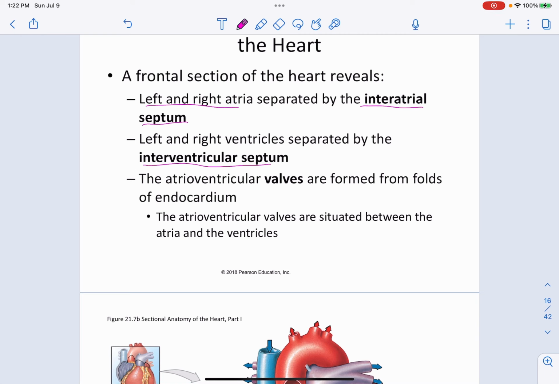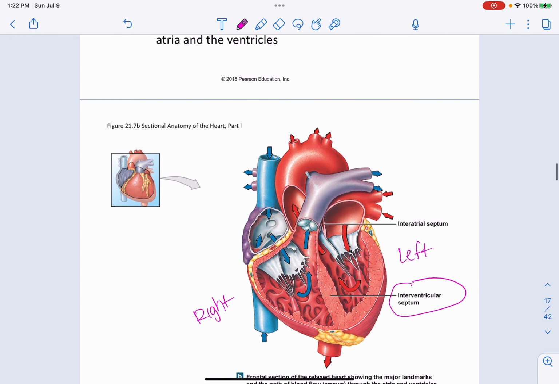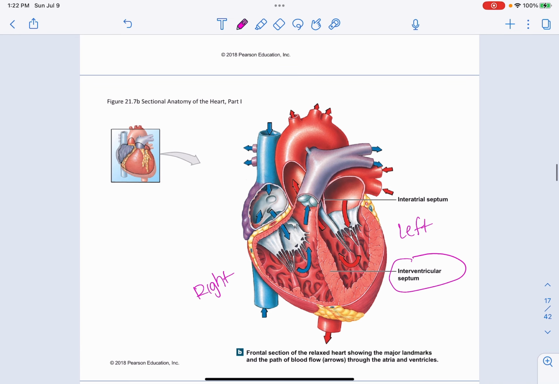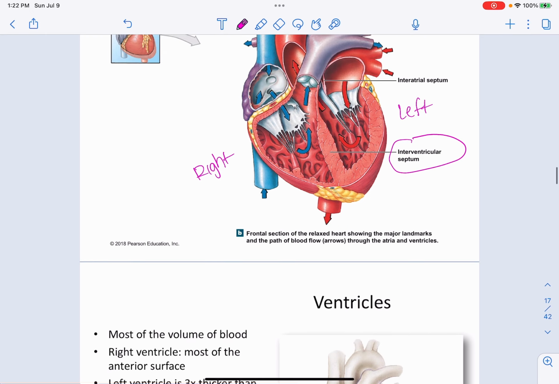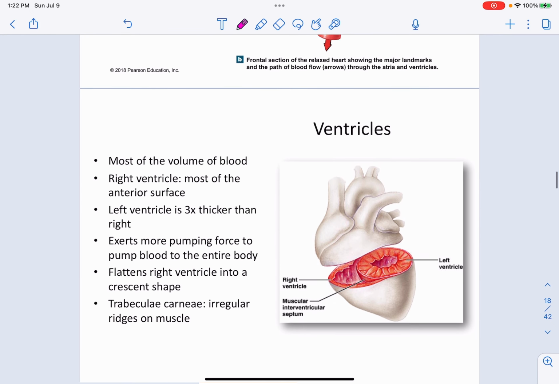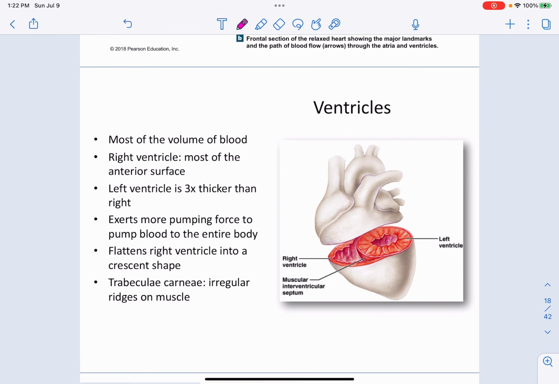And we're going to start talking about the valves. So there are 4 valves in total. There are valves that separate the atria from the ventricles, and they are named atrioventricular valves. But before I go on to tell you about those valves, I want to spend a little bit more time talking about what the anatomy of the ventricles look like, and then we'll move on to the valves.